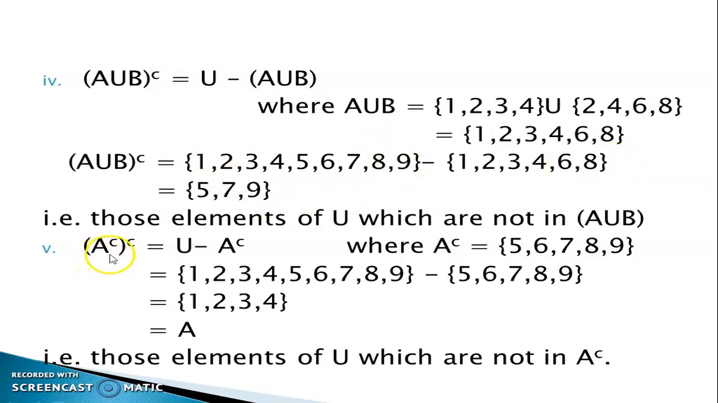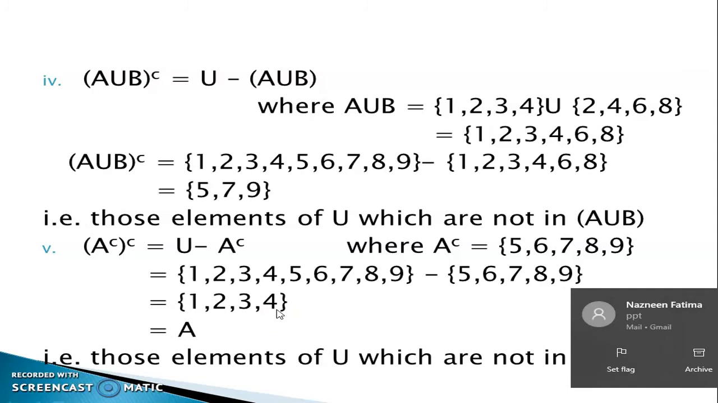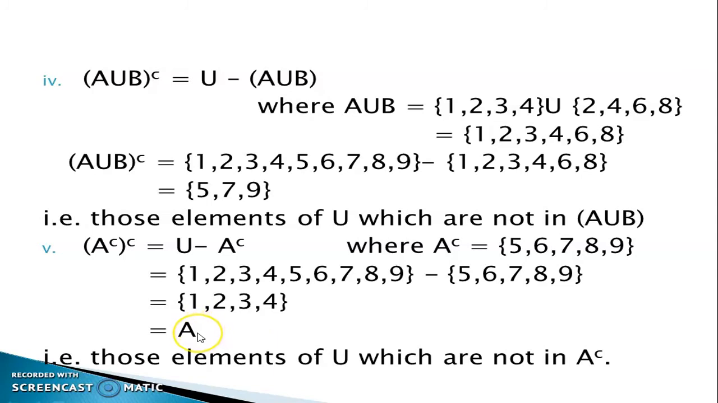A complement whole complement is equal to U minus A complement, where A complement is equal to 5, 6, 7, 8 and 9. So we subtract the elements of A complement from U set. Universal set minus A complement set is equal to 1, 2, 3, 4. That is, those elements of U which are not in A complement. This set is also equal to set A.